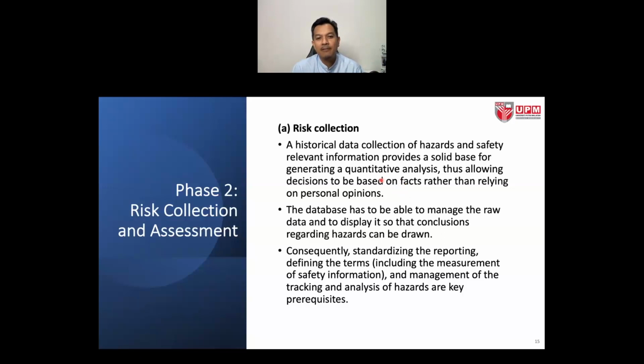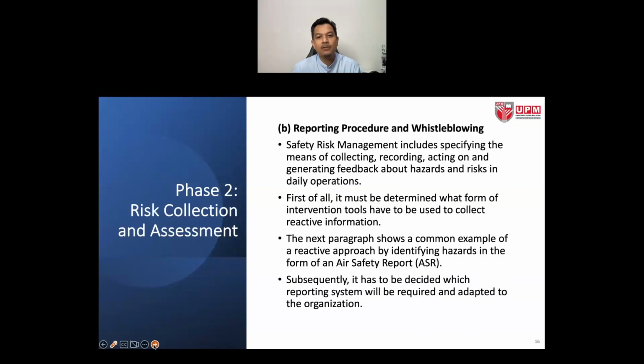If you have a good database of all the collection of hazard and safety relevant information, then you can use that to make quantitative analysis and then lead to an effective decision. Okay, so the database has to be able to manage the raw data and to display it so that conclusions regarding hazards can be drawn. Consequently, standardizing the reporting, defining the terms, including the measurement of safety information and management of the tracking and analysis of hazards are key prerequisites. It's very important.